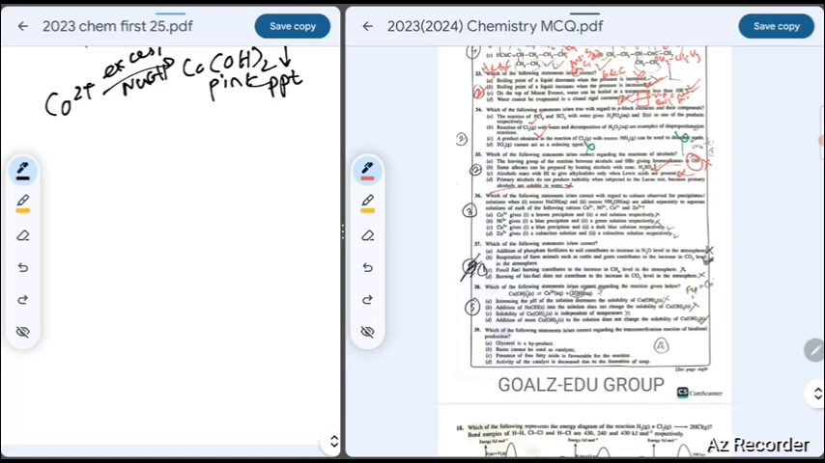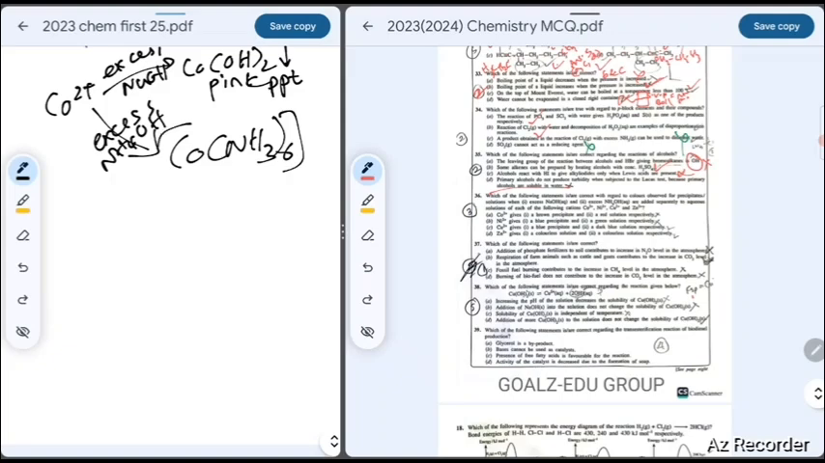Next, excess ammonium hydroxide. When we have excess ammonium hydroxide, it will give the amine complex Co(NH3)6 2 plus, which is a yellow brown color. So let's see the answers. Cobalt 2 plus gives a brown precipitate, which is wrong because it gives a pink precipitate. Then nickel 2 plus gives a blue precipitate and green solution.